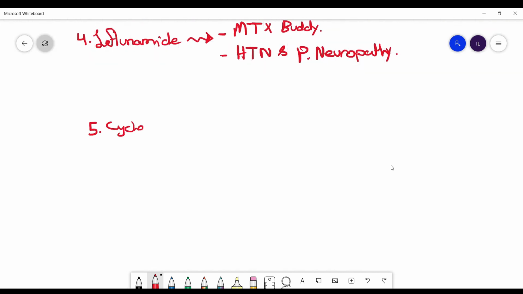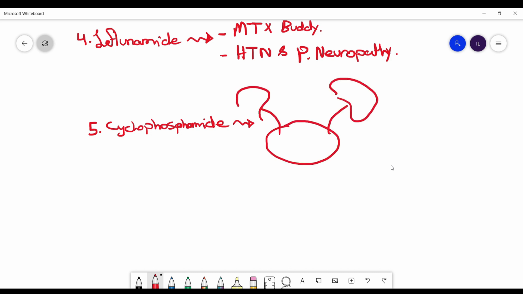Next one is cyclophosphamide. The most important thing you want to know is that it is secreted through the kidney, precipitates in the urinary bladder, and that's why it causes hemorrhagic cystitis. Now, to prevent this, we give the patients what we call MESNA, and that binds to cyclophosphamide and decreases its toxicity.